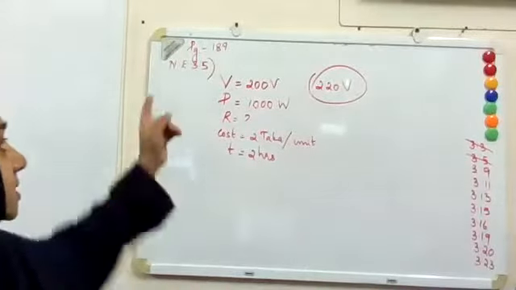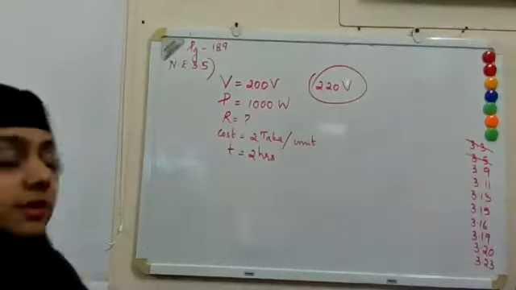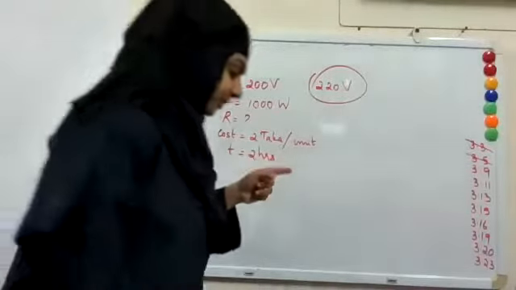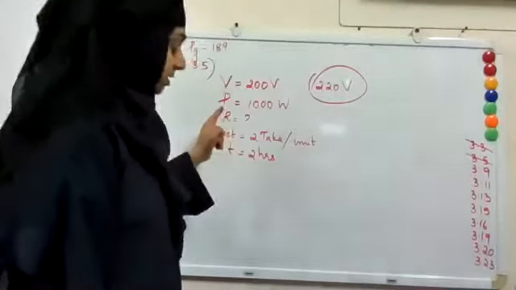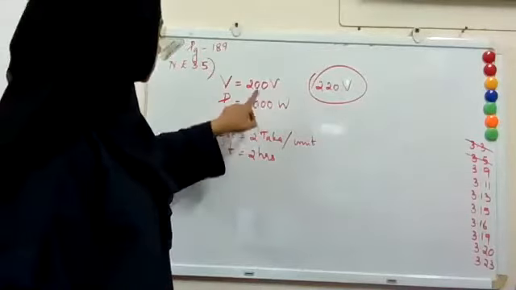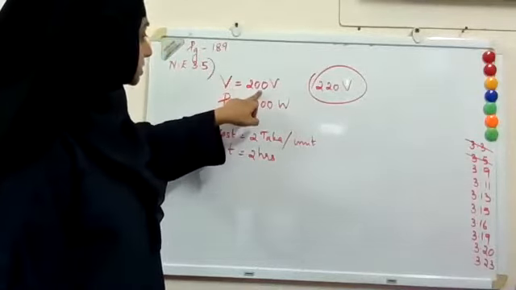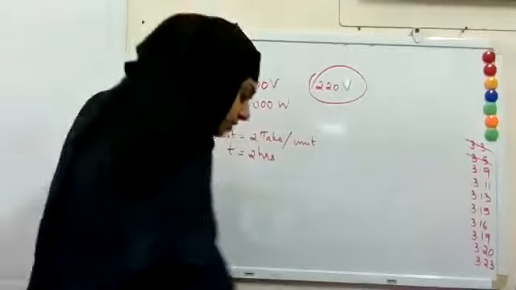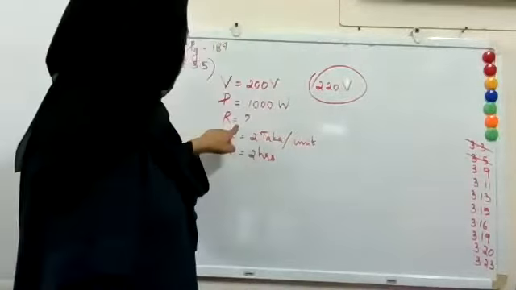So we were discussing the numerical problem 3.5, and in that the question is: an electric iron is marked 200 volt and 1000 watts, which means the voltage or potential difference is 200 volt and the power is 1000 watts. What is the resistance of the iron?